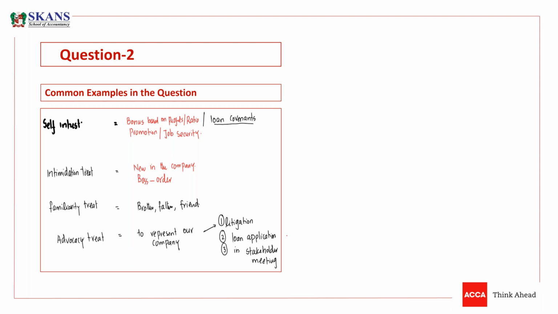Advocacy threat is if you are representing the company somewhere, like in litigation, or you're applying for a loan, and obviously you want to get the loan, and you will try to manipulate the financials so that you can easily get the loan.